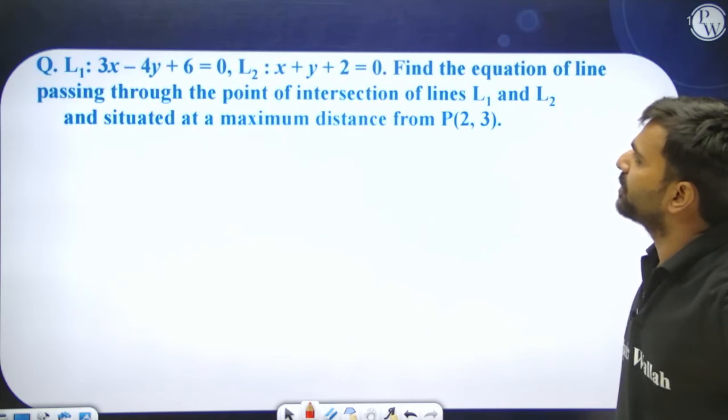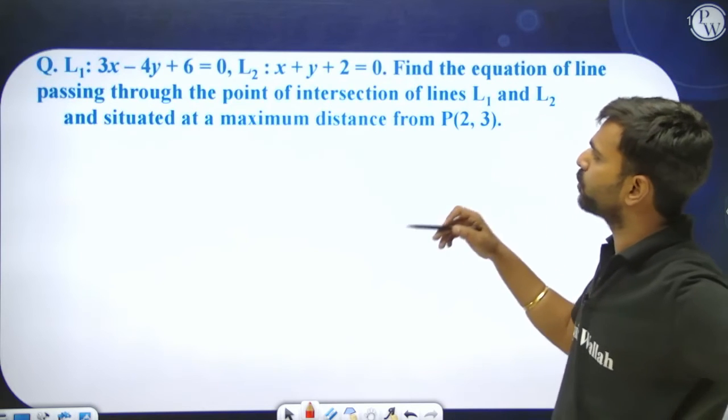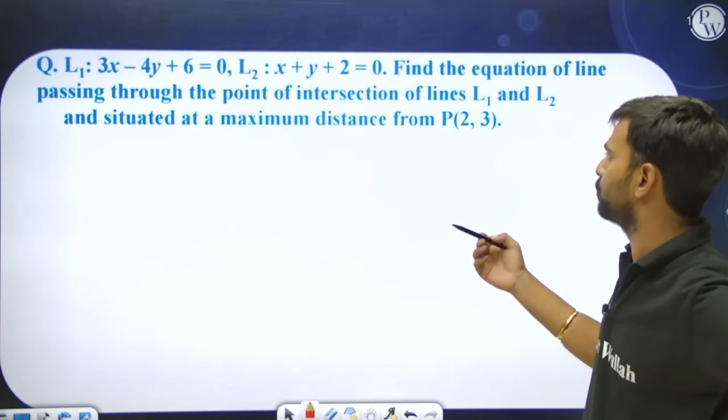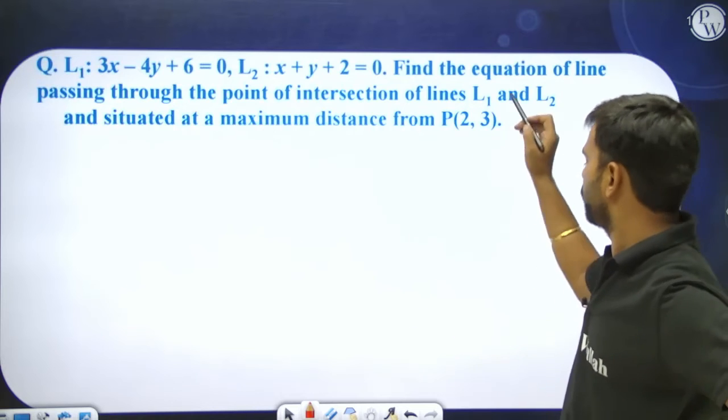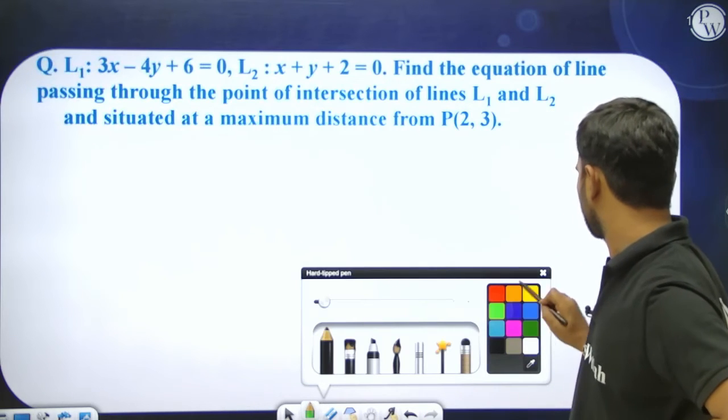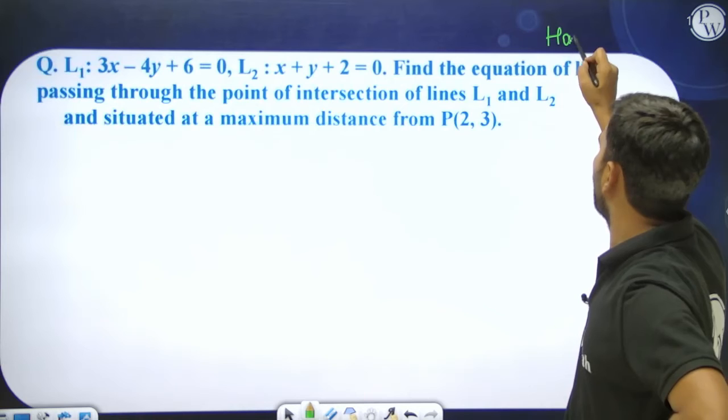Given L1, L2 is this. Find the equation of the line passing through the point of intersection of these two and situated at a maximum distance from (2, 3). Do try this question as homework.